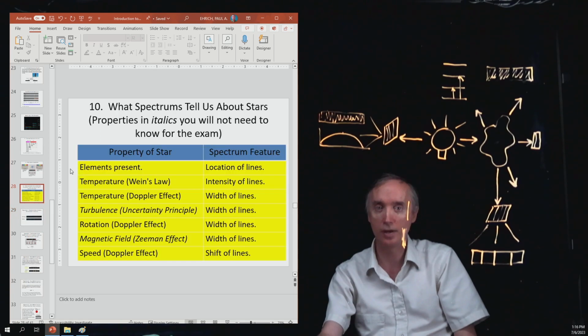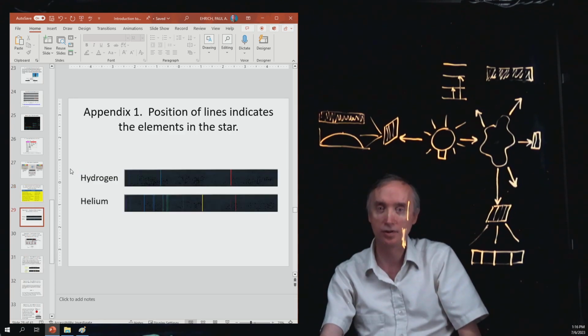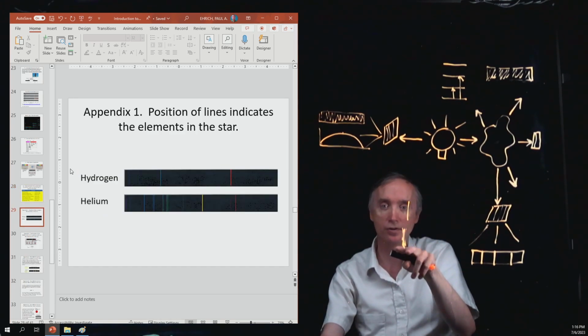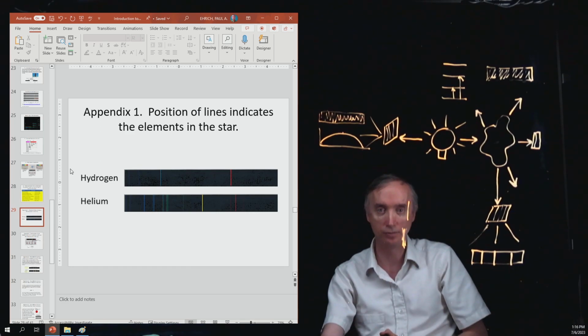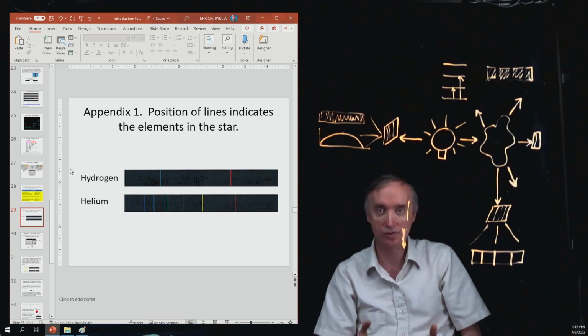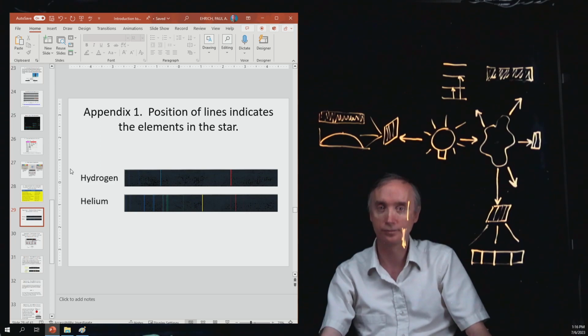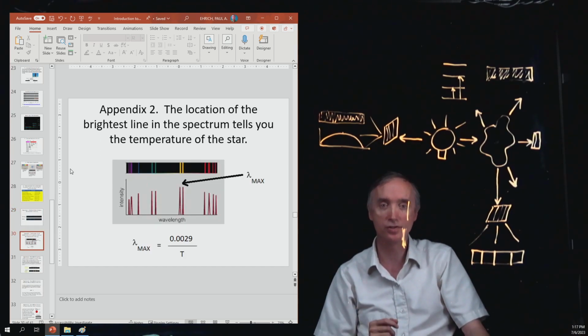Okay, so Appendix 1 goes with elements present, location of the lines. So this shows you the lines that are associated with hydrogen and the lines that are associated with helium. And you see that they're at different places. So the position of the lines tells you what elements are inside the star.